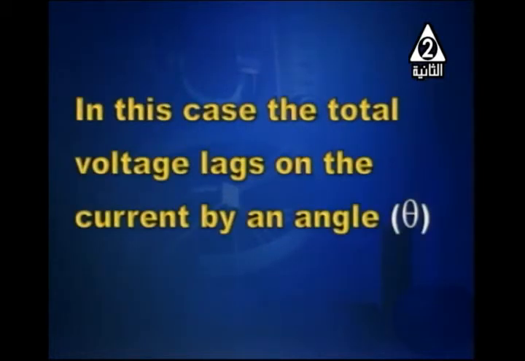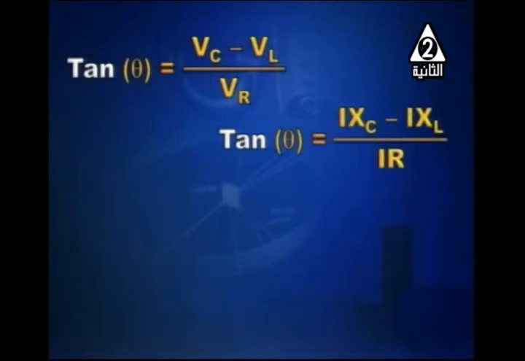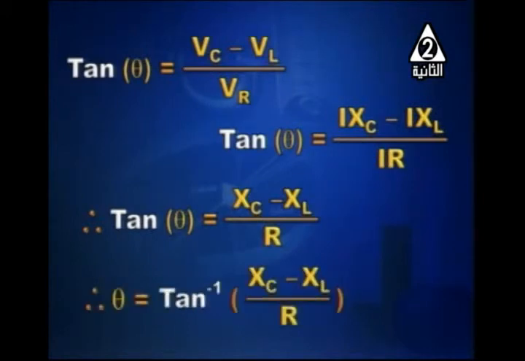In this case, the total voltage lags the current by an angle theta. To determine the value of theta, tan theta is calculated. It is VC minus VL over VR. So tan theta equals IXC minus IXL over IR. So tan theta equals XC minus XL over R, and theta equals tan negative 1 between two brackets XC minus XL over R.